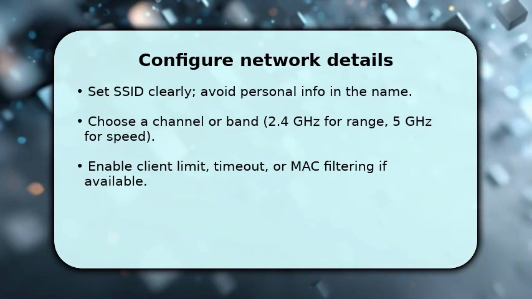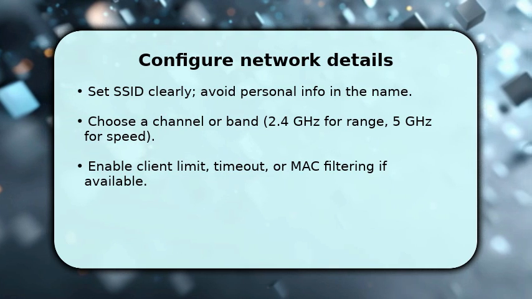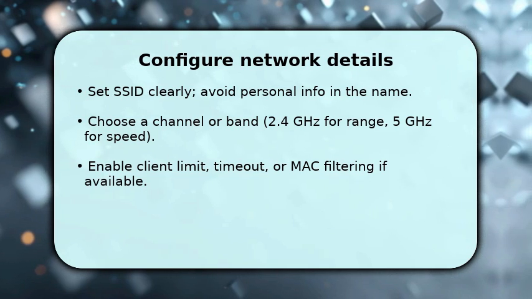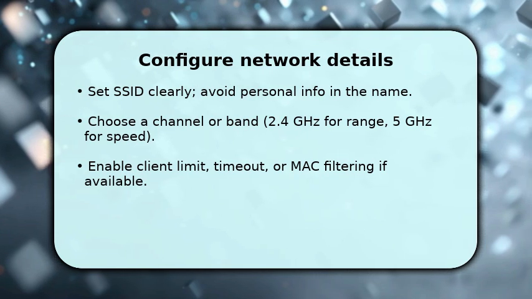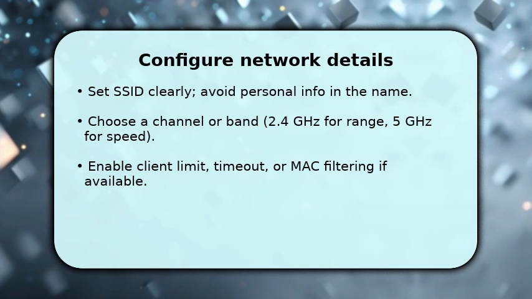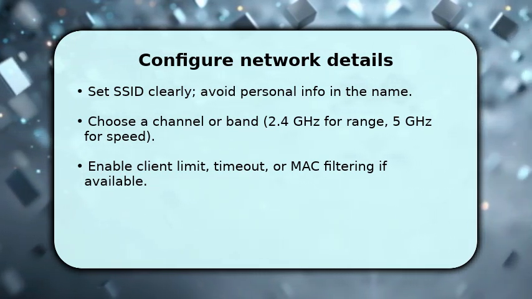Once the hotspot is unsecured, configure details to control usage and clarity. Set a clear SSID that avoids personal information. This helps people identify the network quickly and reduces risk. Then pick the radio band, use 2.4 GHz for better range versus 5 GHz for higher speed. Select a channel manually only if you see interference.